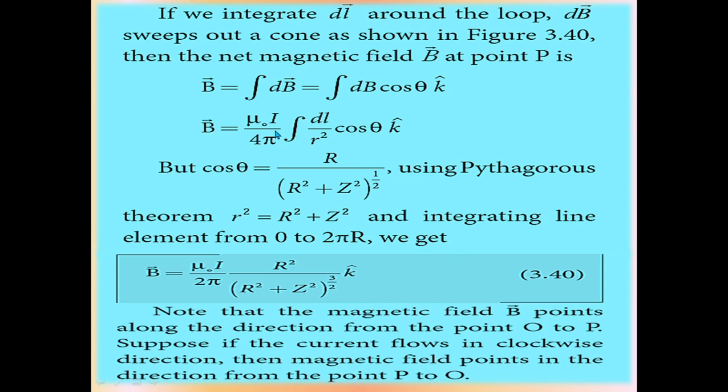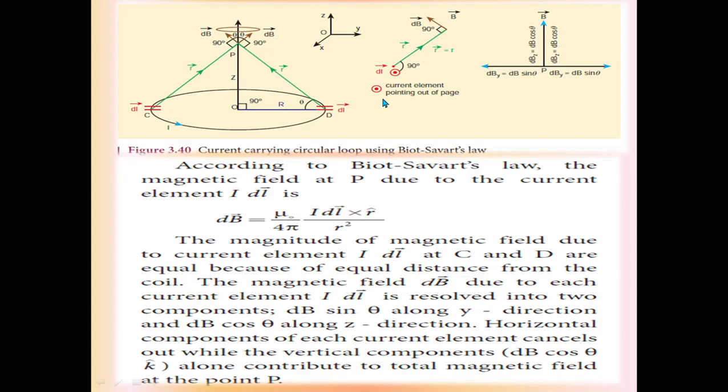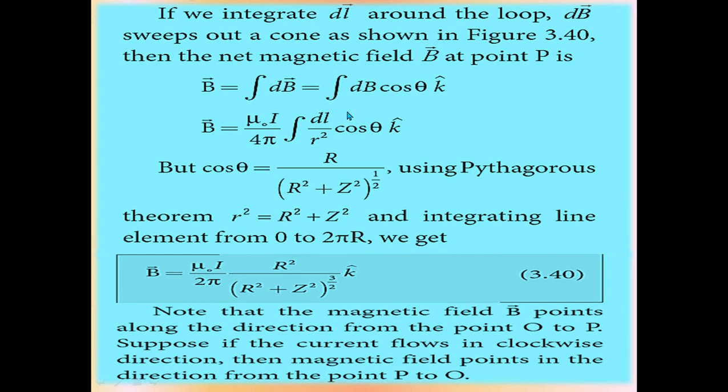B vector is equal to mu naught I divided by 4 pi, integration of, what is the value of dB? dB vector is mu naught divided by 4 pi, Idl vector cross r cap divided by r square. Just substituting this value, Idl divided by r square into cos theta into k cap.